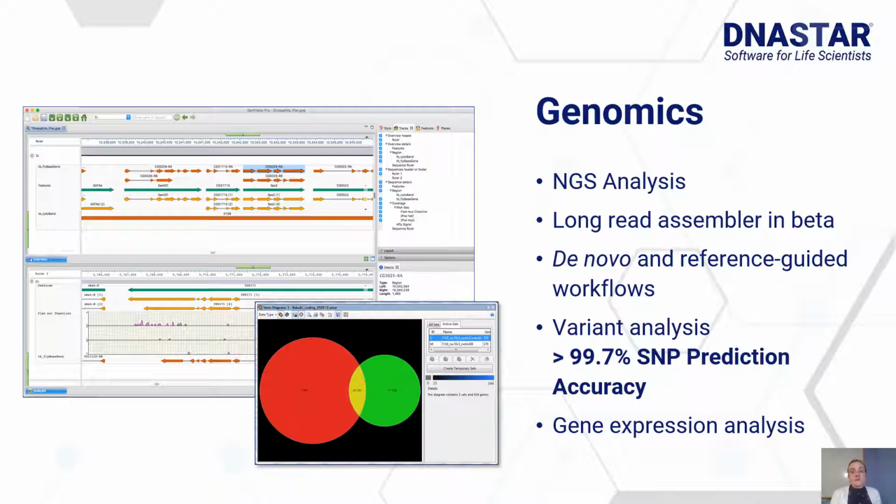The software supports both de novo and reference-guided workflows. It also supports variant analysis and gene expression analysis. Our variant detection options include integrated solutions for variant annotation, and our variant caller is highly accurate, with over 99.7% accuracy in recalling known SNPs.